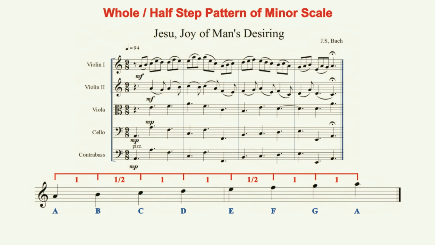Our first observation is that when we extract and construct a scale from the notes of the melody, the pattern of whole steps and half steps is clearly different from the pattern for a major scale. In the case of the minor scale, the half steps occur between scale degrees 2 and 3 and scale degrees 5 and 6. The placement of the half steps is what gives this scale, and the real-world music upon which it is based, its unique minor quality.